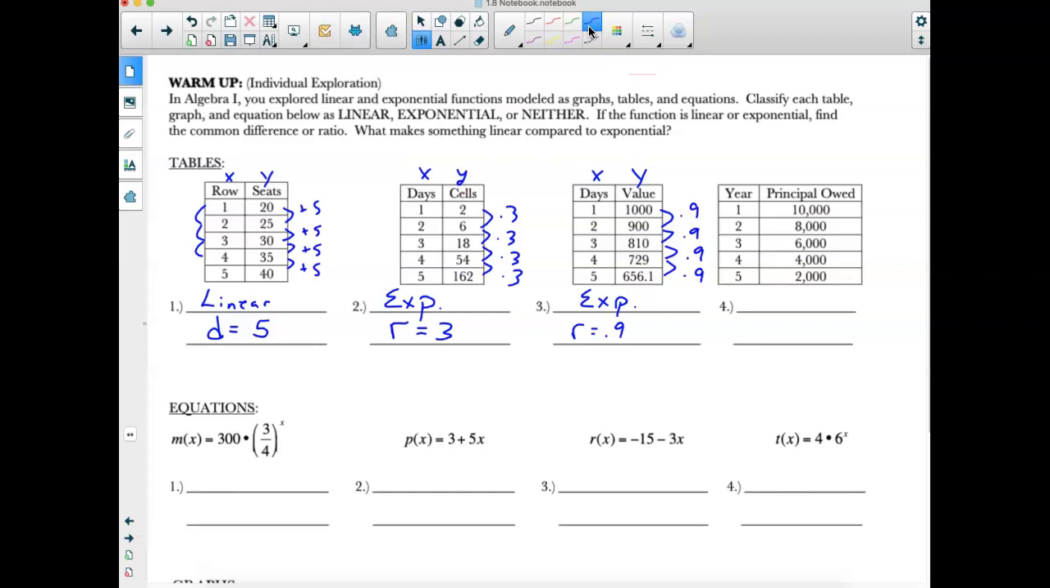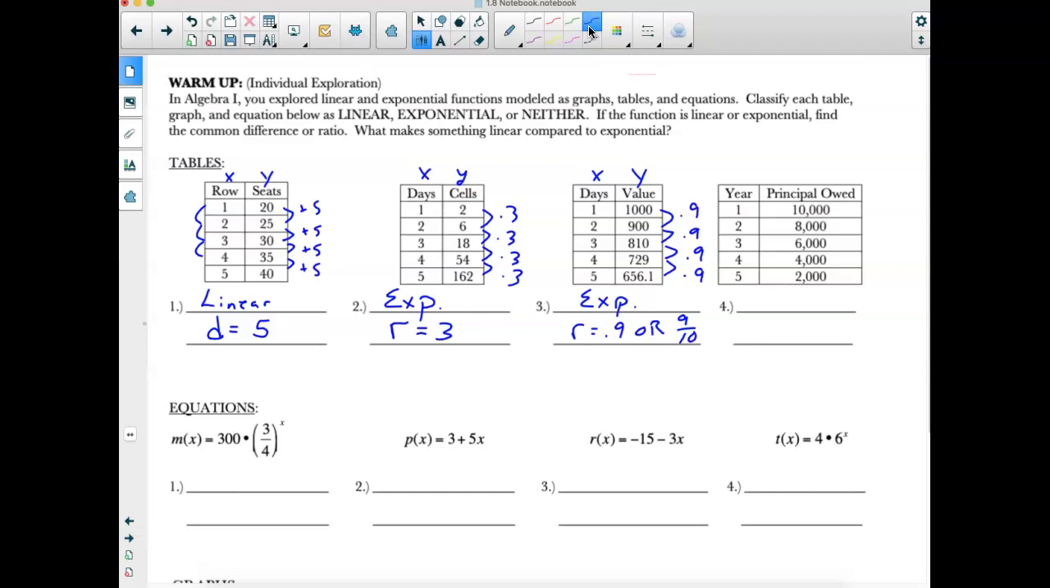Now a lot of people think, couldn't I just be dividing by 10 each time, or dividing by 9 each time? The answer to that is no, because we're not. Or I could put it in a fraction. I could be multiplying by 9/10.